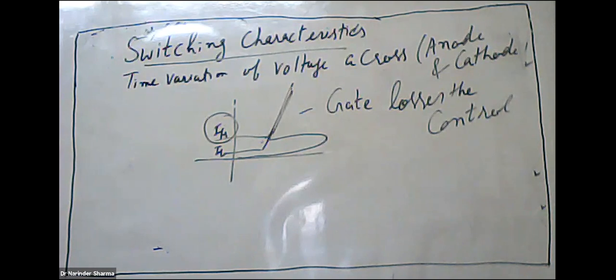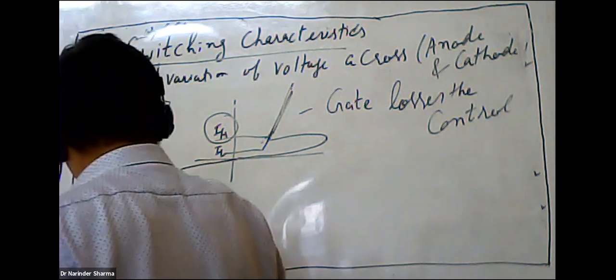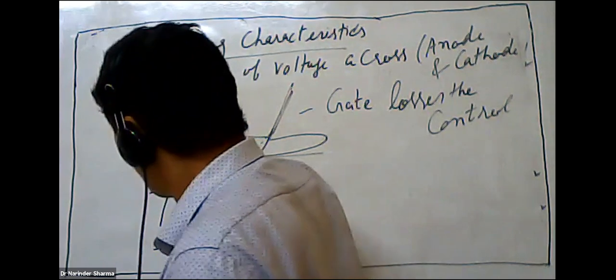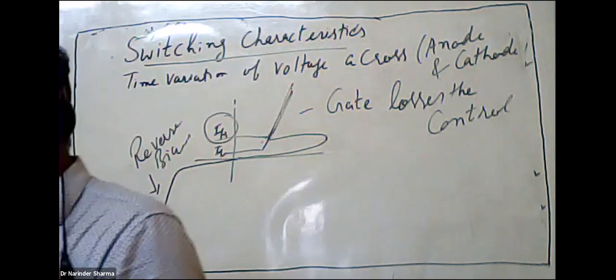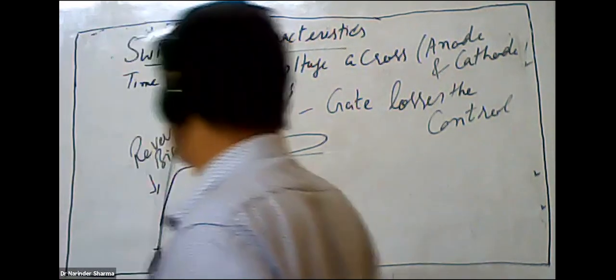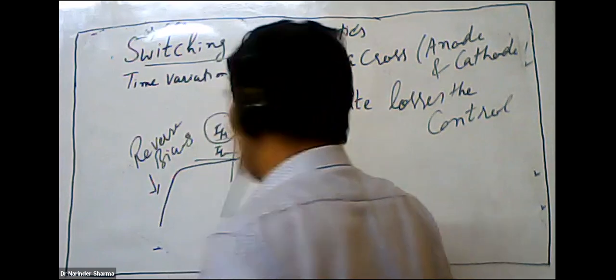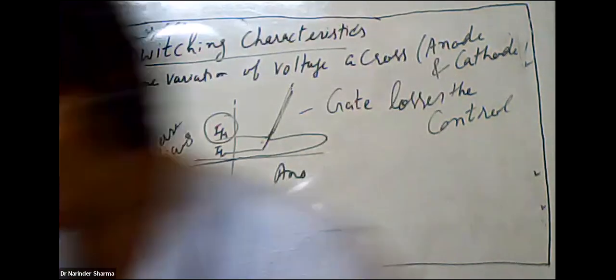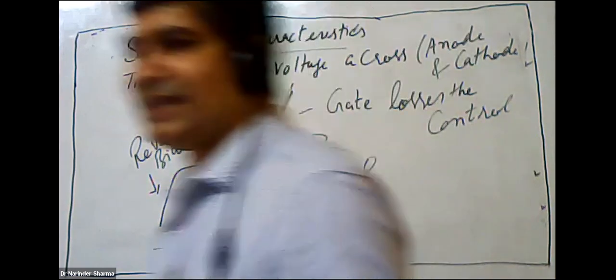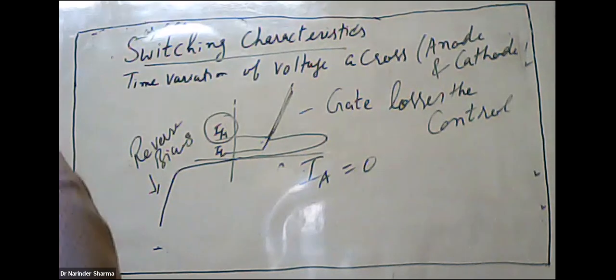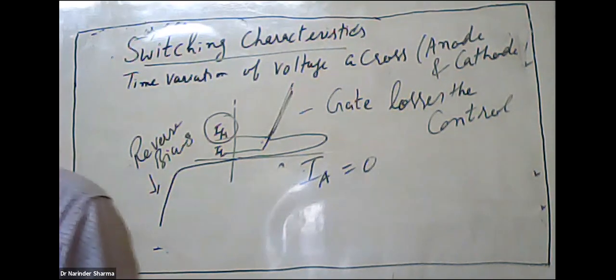To get the repeated action, it is mandatory that the SCR should be reverse biased for a finite period of time. This is necessary. In this period, the anode current will be 0. When it is in the reverse period, the time is measured between the instant the anode current becomes 0 and the instant the SCR can block forward voltage again.